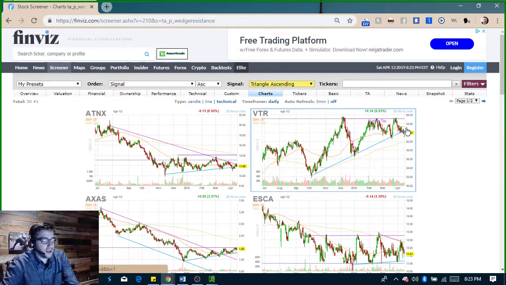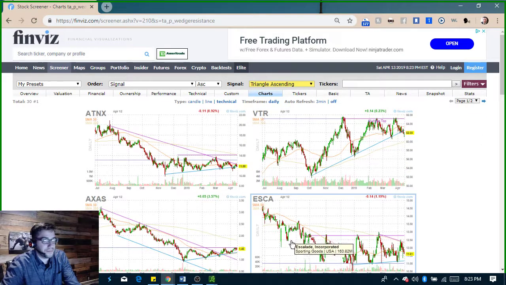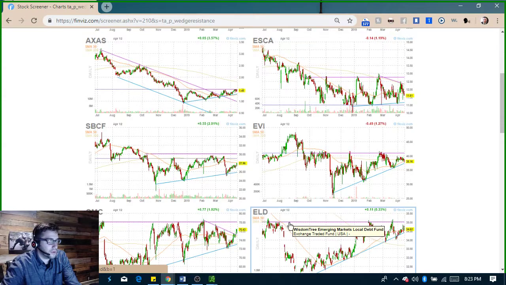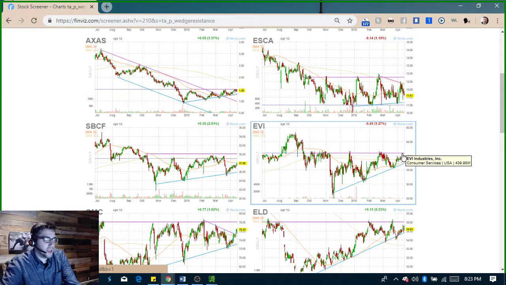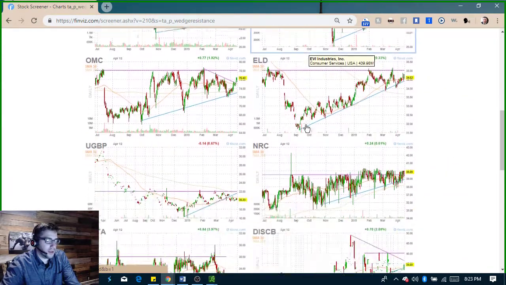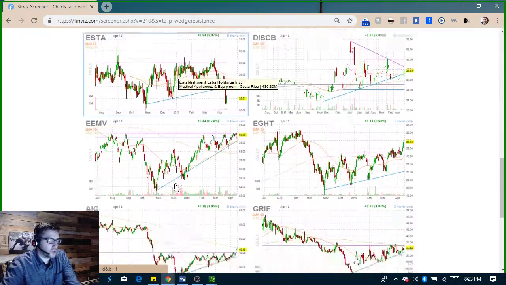And theoretically, this is supposed to break up to the upside. Let's see if there's any more. Some of these are better than others. EVI, here's another good one. Same top, ascending, ascending, ascending, and this will likely come to a breakout. And so on and so forth.